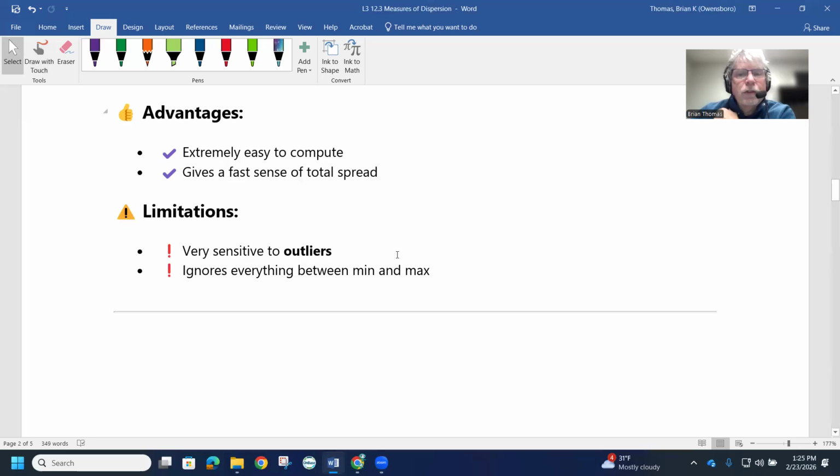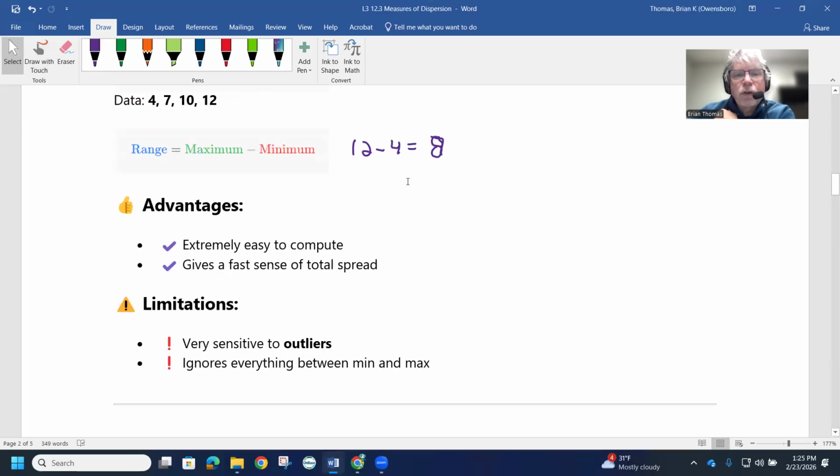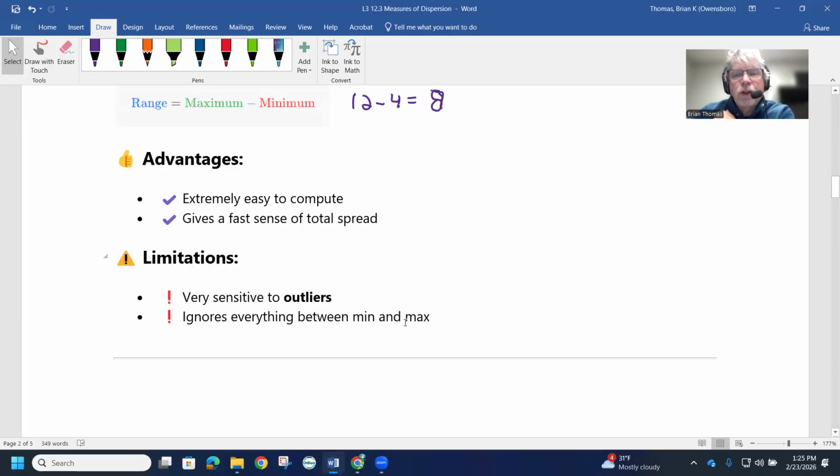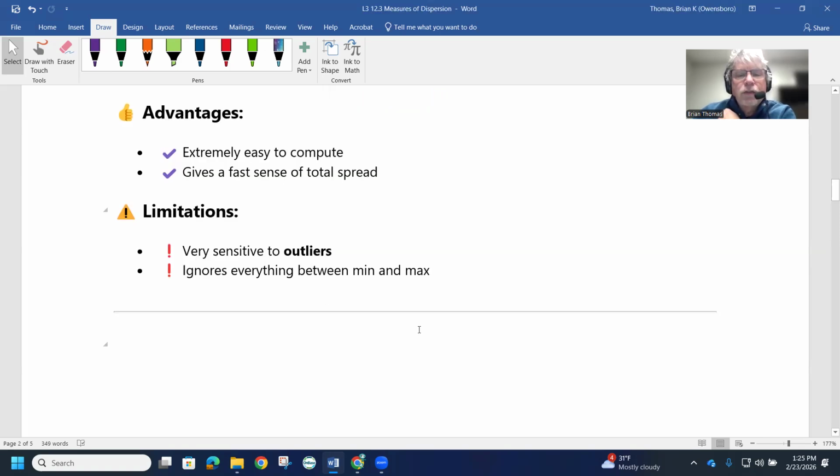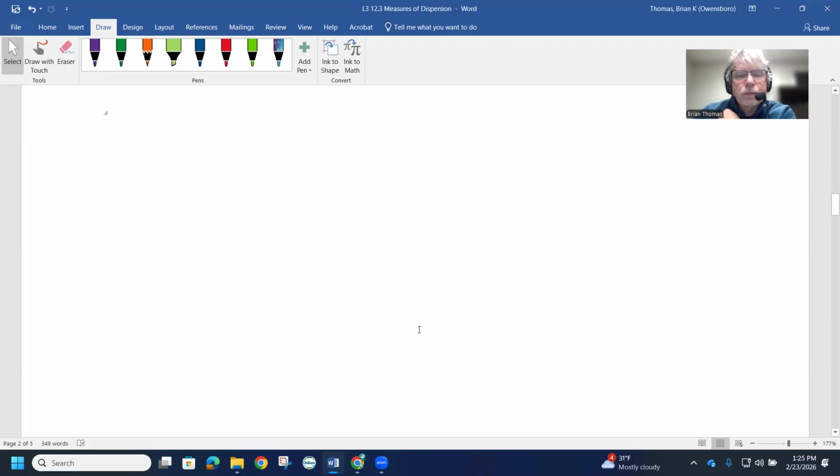Now, the weakness of it all is it only focuses on the front and the end. So if the maximum or minimum value is really out, what we call an outlier, it's really going to mess up our spread, if you will, because if all the other numbers are really, really close together, but the max or min is really far away, that can really mess with our interpretations. So, because it ignores everything in between, it only focuses on the max and the min, and those could actually distort the data if they're extreme values. So there's a pro and a con to the range.